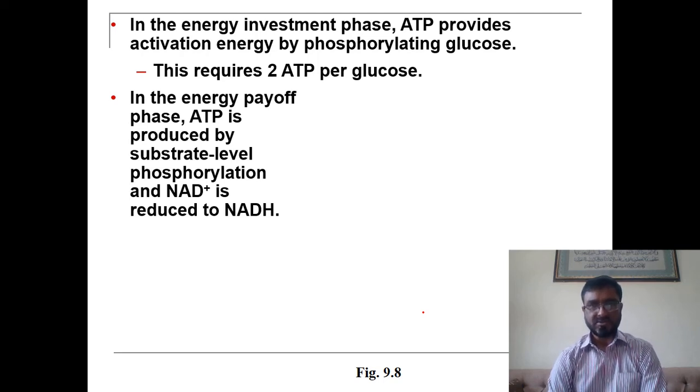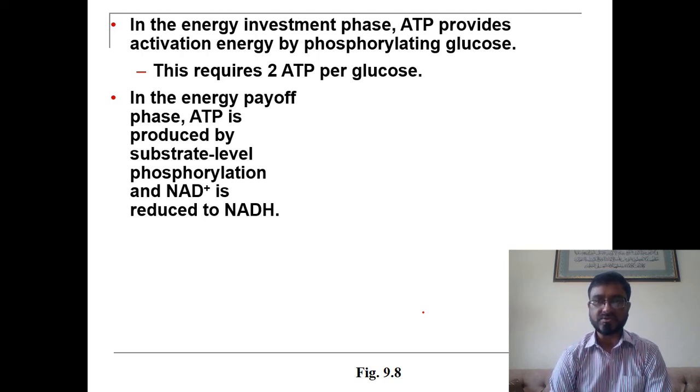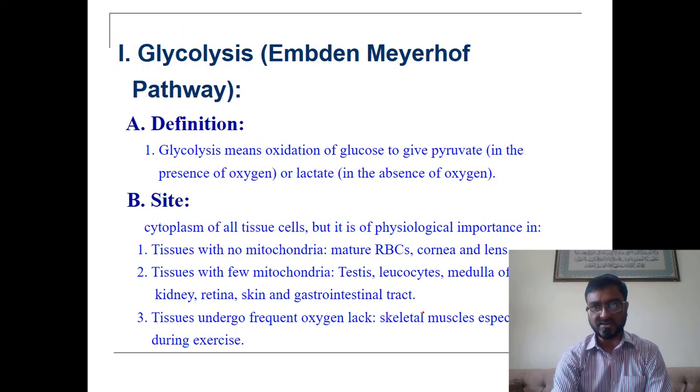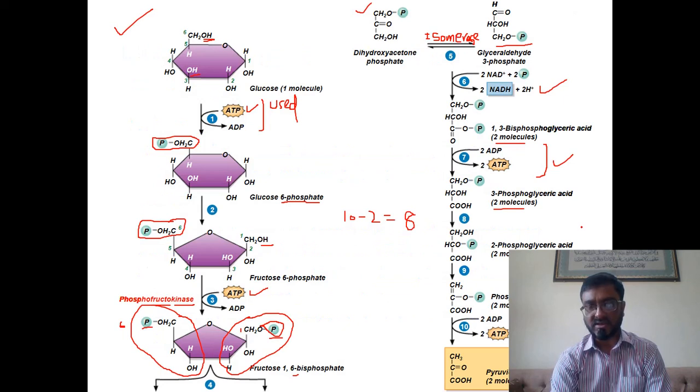So this is the brief about the energy investment phase. ATP provides activation energy, phosphorylating the glucose in the first step. This reaction requires 2 ATP per glucose. In the energy payoff phase, ATP is produced by substrate level phosphorylation and NADH. NAD is reduced to NADH. You can see here, NAD is reduced to NADH.